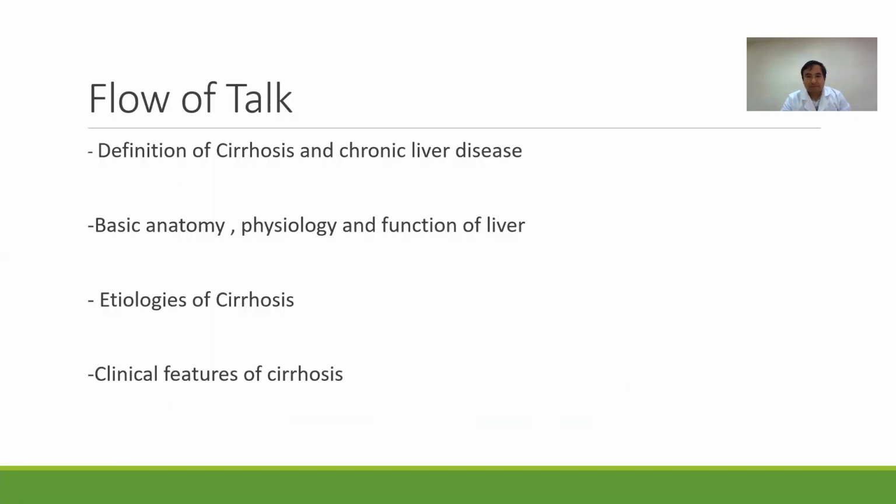So the flow of today's presentation: first we will define what is cirrhosis and chronic liver disease, and what is the basic anatomy, physiology and function of the liver. Then we'll discuss the etiologies, the causes of cirrhosis. In the last part of the presentation, we'll discuss the clinical features and some important signs of cirrhosis.